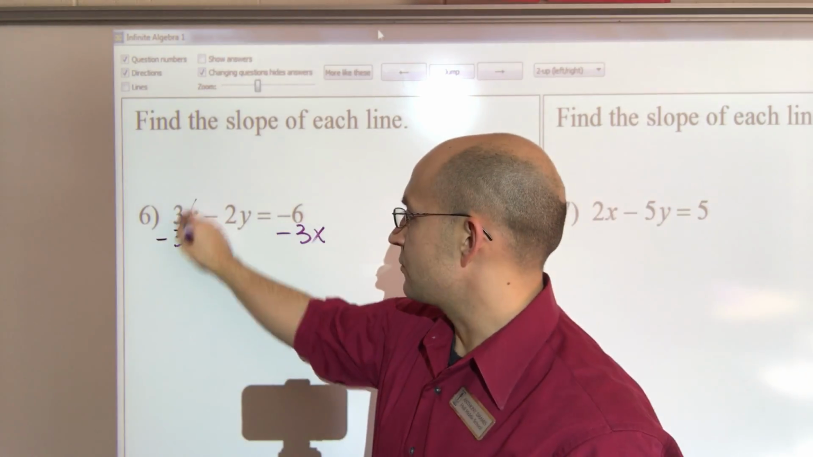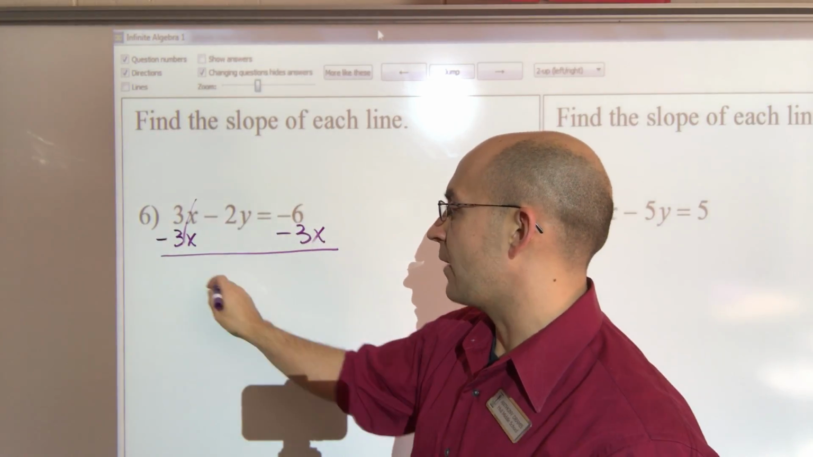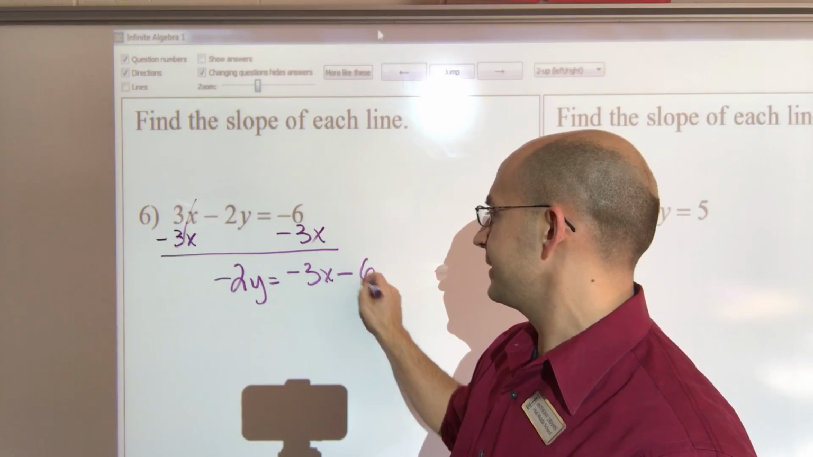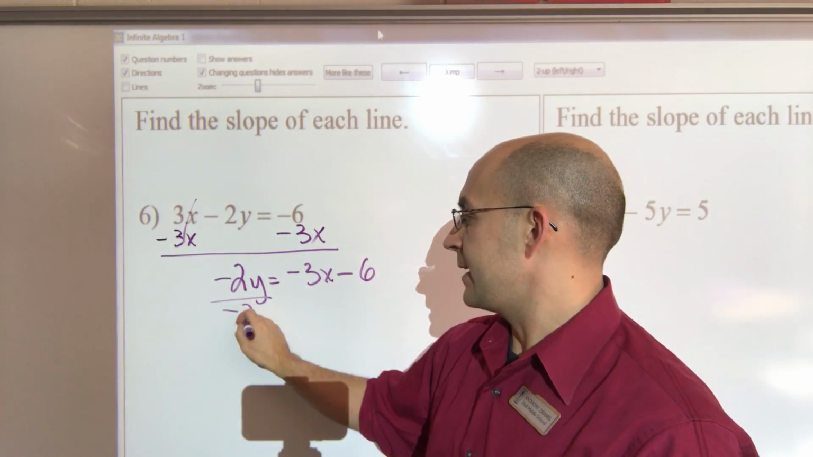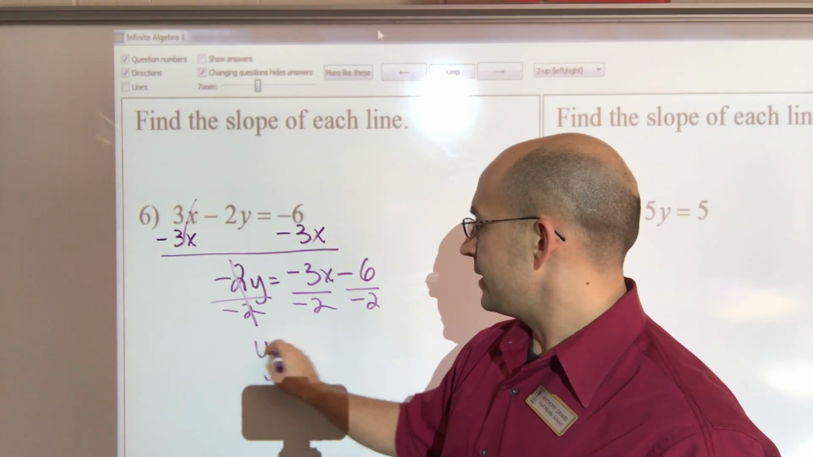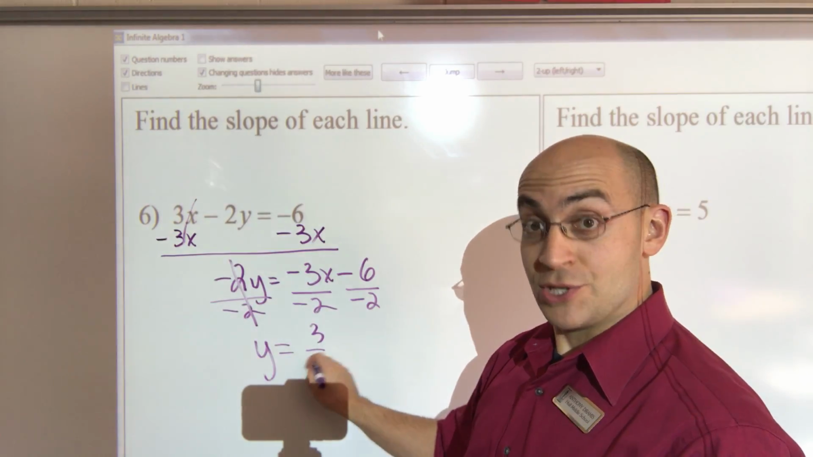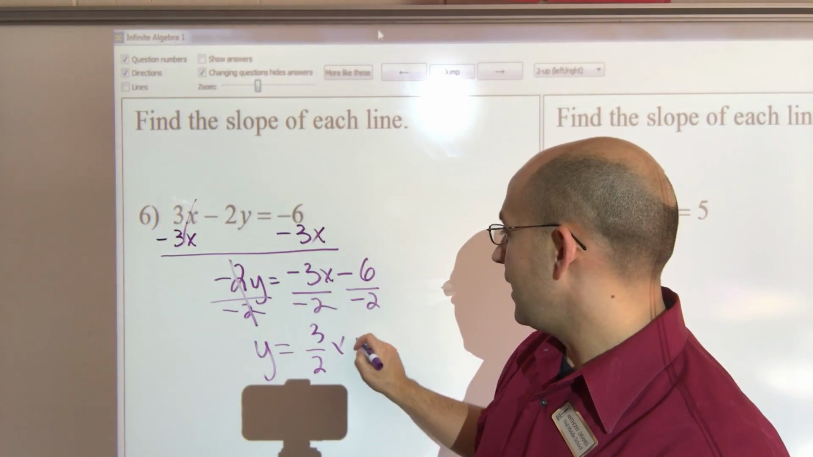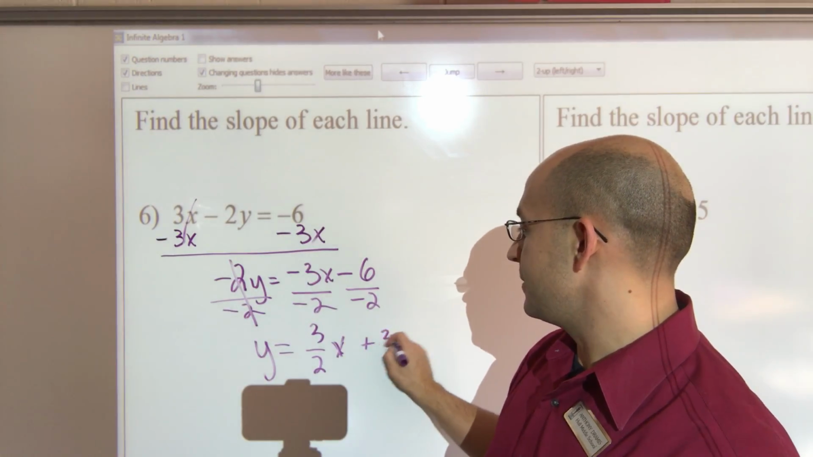Now, that's crossed out. We're going to draw a line, drop everything down. Negative 2y is going to equal negative 3x minus 6. Now I can just divide by negative 2 everywhere. Okay. That's gone. Y is going to equal 3 over 2 x now, because the negatives on top and bottom will cancel out. And that's going to be plus 3.